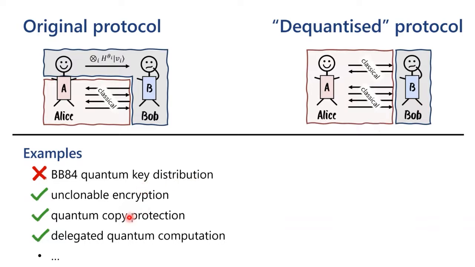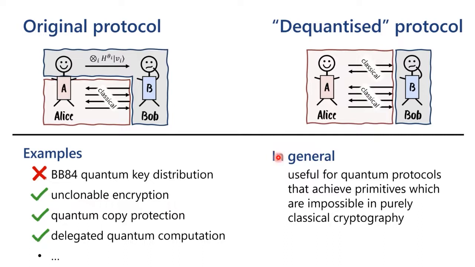So for example, if we look at quantum copy protection, it just doesn't make sense in a purely classical world to try to take a program and encode it into a string and hope that somehow no one can copy that string. Like, you can copy any string, right? There's no point in this. So even though we do rely on a computational assumption on this side, we still get something that doesn't make sense in purely classical crypto. So as a general rule, this dequantization transformation is useful or interesting for quantum protocols that achieve primitives which are impossible in purely classical crypto. Or in other words, for primitives which, even in this dequantized setting, still require Bob to remain quantum.